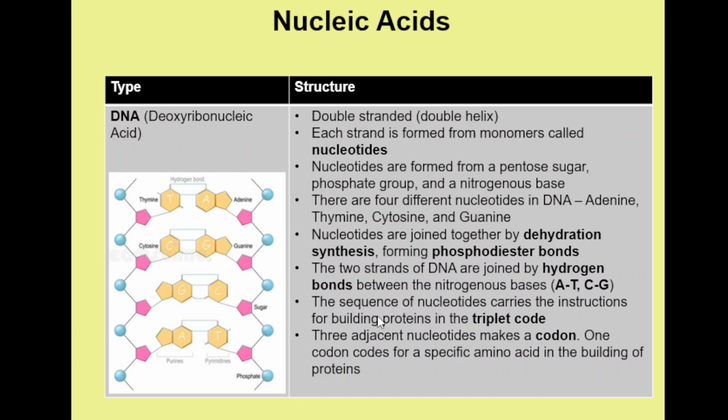What we also find in DNA is that the sequence of nucleotides, in this instance thymine, cytosine, guanine, and adenine, the T, C, G, A, contains the instructions for building our proteins. The sequence of nucleotides carries the instructions for building proteins in something called the triplet code. The triplet code works by three adjacent nucleotides, that's just three nucleotides next to each other, like thymine, cytosine, and guanine in this case. Three adjacent nucleotides make something called a codon, and then one codon will code for a specific amino acid in the building of a protein.